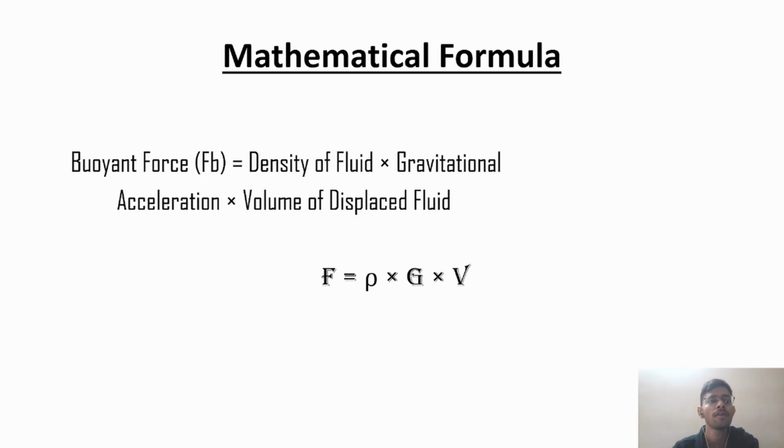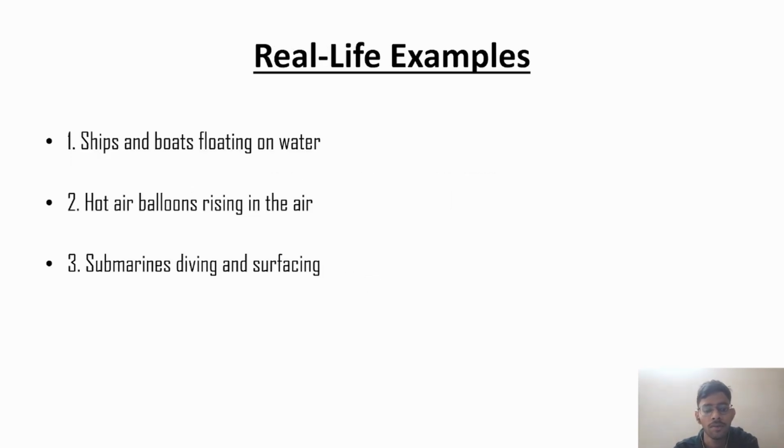Now the mathematical formula of the buoyant force is: buoyant force Fb equals the density of the fluid times gravitational acceleration times the volume of the displaced fluid. This indicates the formula of the buoyant force, so we can calculate in numericals. F equals rho g v, where rho is the density of the fluid, g is the gravitational acceleration, and v is the volume of the displaced fluid. When the object sinks, the displaced volume is the volume of the displaced fluid.